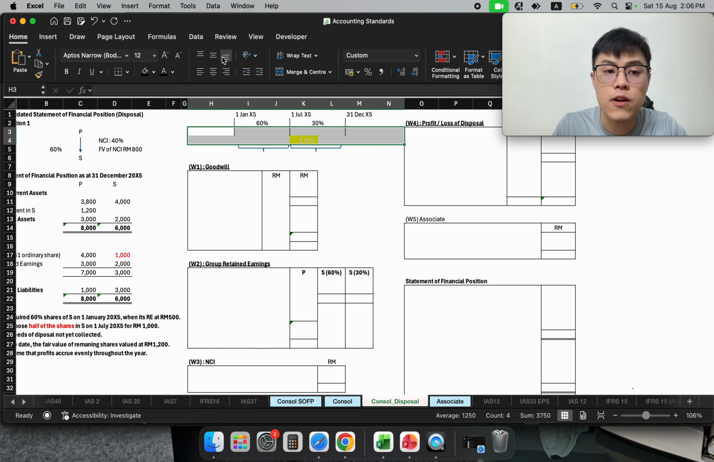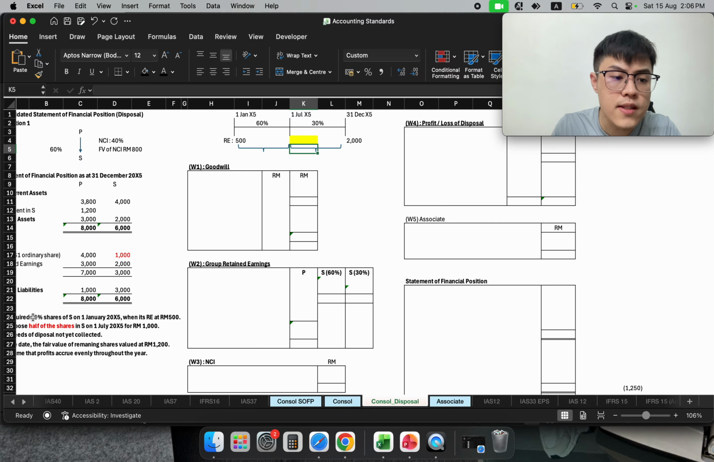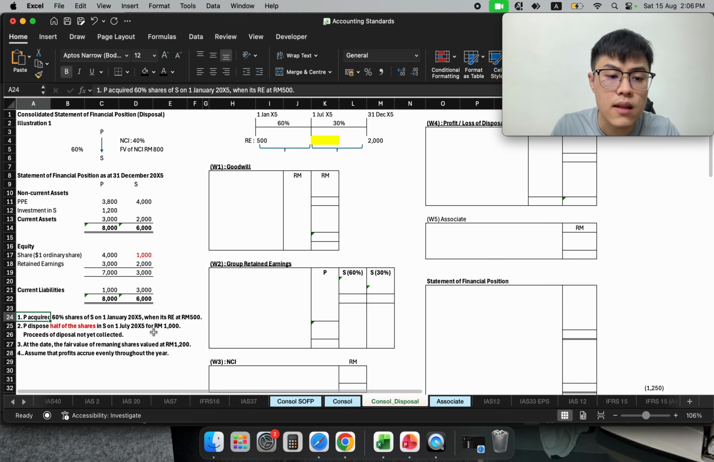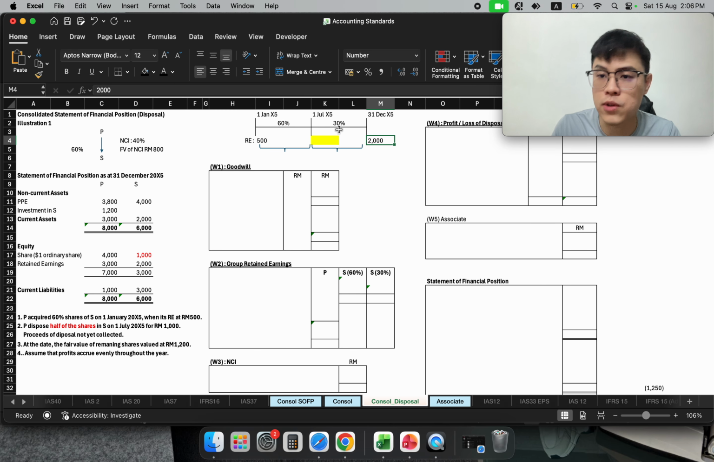If you look closer, your question tells you that at the beginning, when you invest on 1st January, you have a retained earning of 500. And at the end, your retained earning is 2,000 for your subsidiary. It is very important for you to take note that whenever there is a disposal of a subsidiary to become an associate.